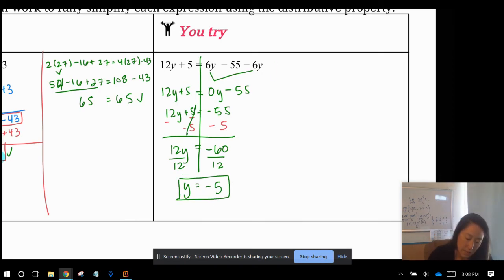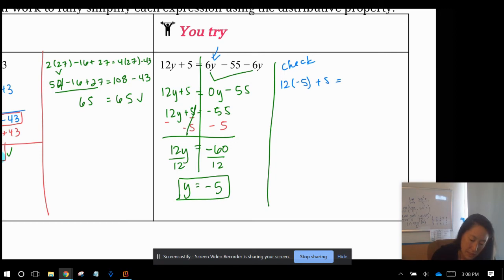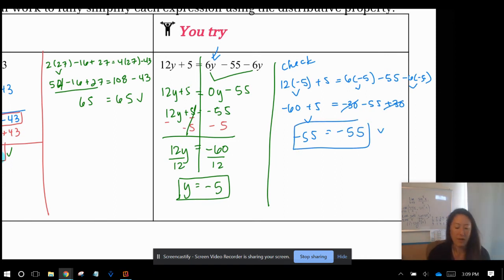So we're going to double check to make sure that this checks out. So 12 times negative 5 plus 5 is equal to 6 times negative 5 minus 55 minus 6 times negative 5. All right, 12 times negative 5 is negative 60 plus 5 is equal to 6 times negative 5 is negative 30 minus 55, and negative 6 times negative 5 is positive 30. So I get negative 55 is equal to negative 30 plus 30 will cancel, giving me negative 55. That verifies. So my answer is y is equal to negative 5.